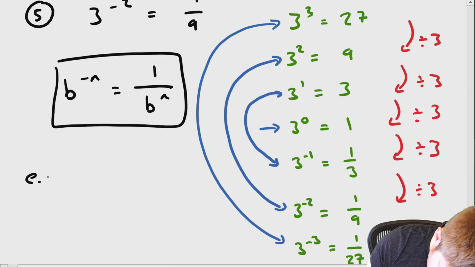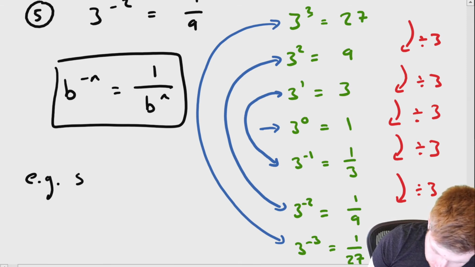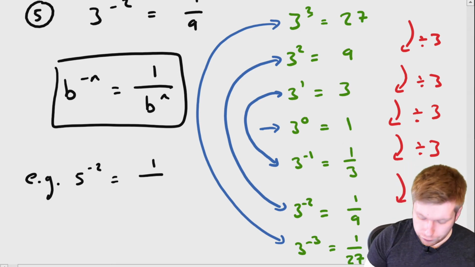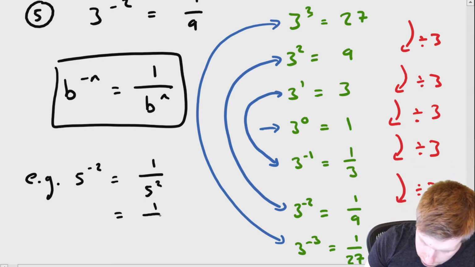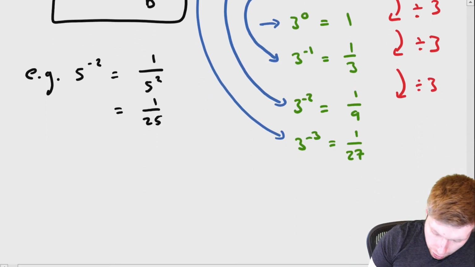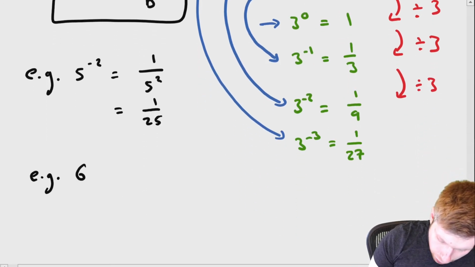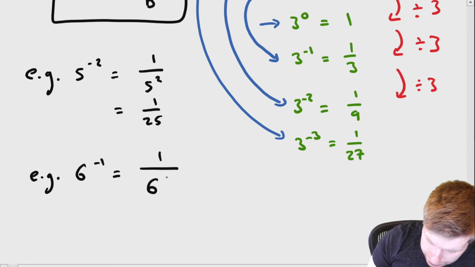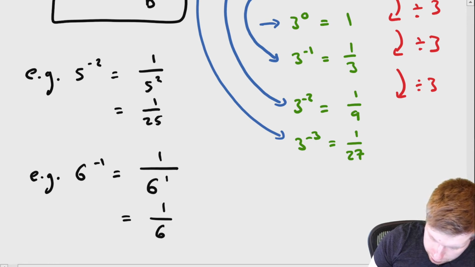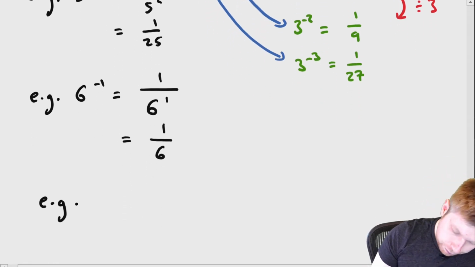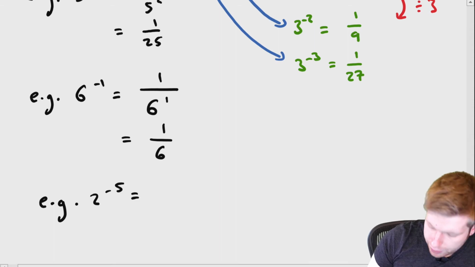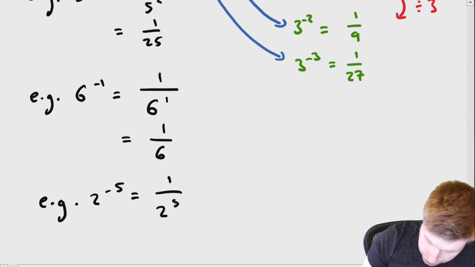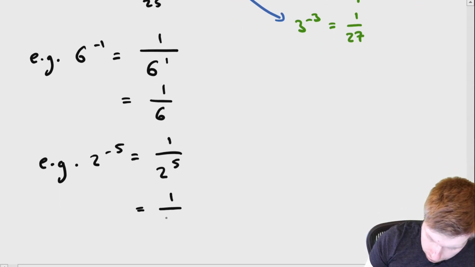As an example, if I asked you for 5 to the negative 2, you should be able to tell me that should just be 1 over whatever 5 to the power of 2 is, which should just be 1 over 25. If I asked you for 6 to the power of negative 1, that should just be 1 over 6 to the power of positive 1, which is just 1 over 6. If I asked you for 2 to the power of negative 5, that should just be 1 over 2 to the power of positive 5. So that's 1 over 32.